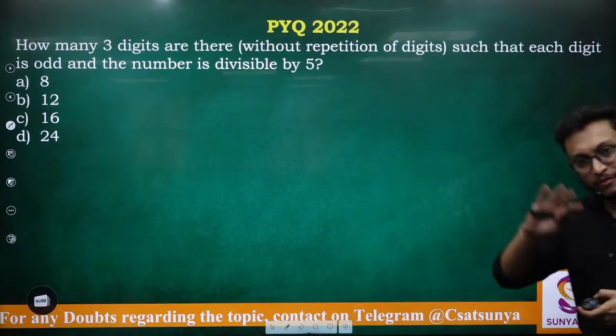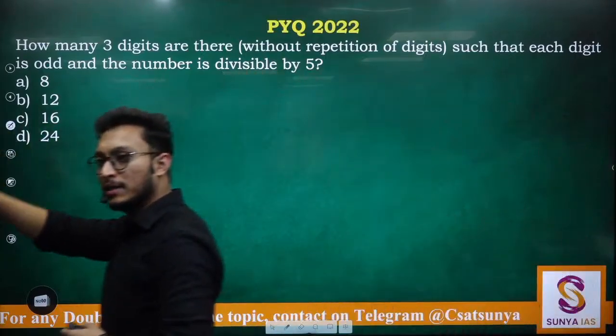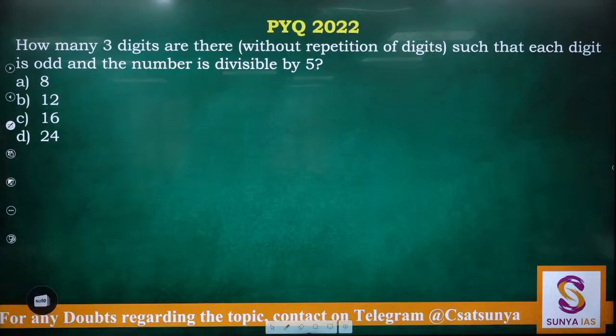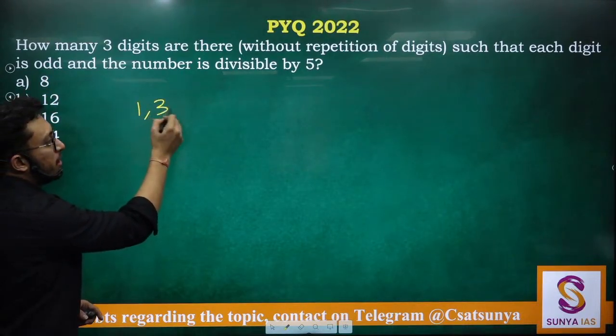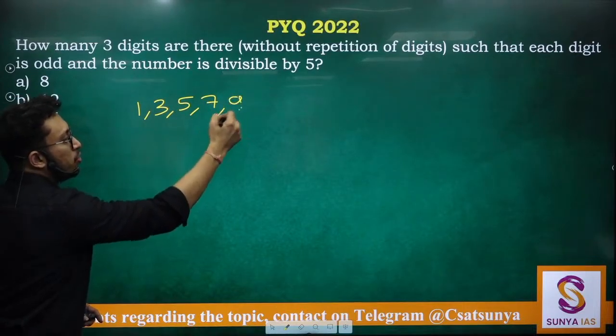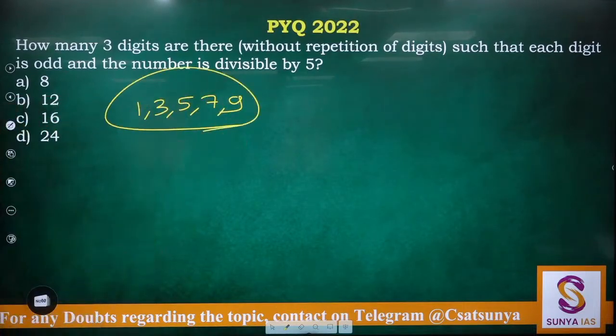See, whatever we are studying now, somewhere UPSC has asked all these concepts. How many 3-digit numbers are there without repetition of digits? Focus on whatever is said: without repetition of digits, such that each digit is odd. So now what are the digits available to you? 1, 3, 5, 7 and 9. So you are supposed to form 3-digit numbers using only these digits. So each digit is odd and the number is divisible by 5.